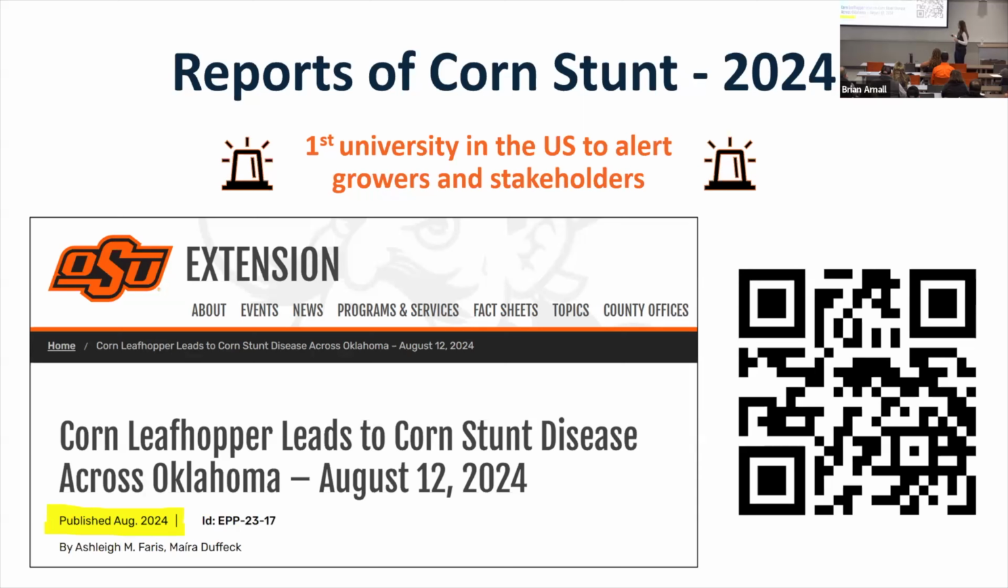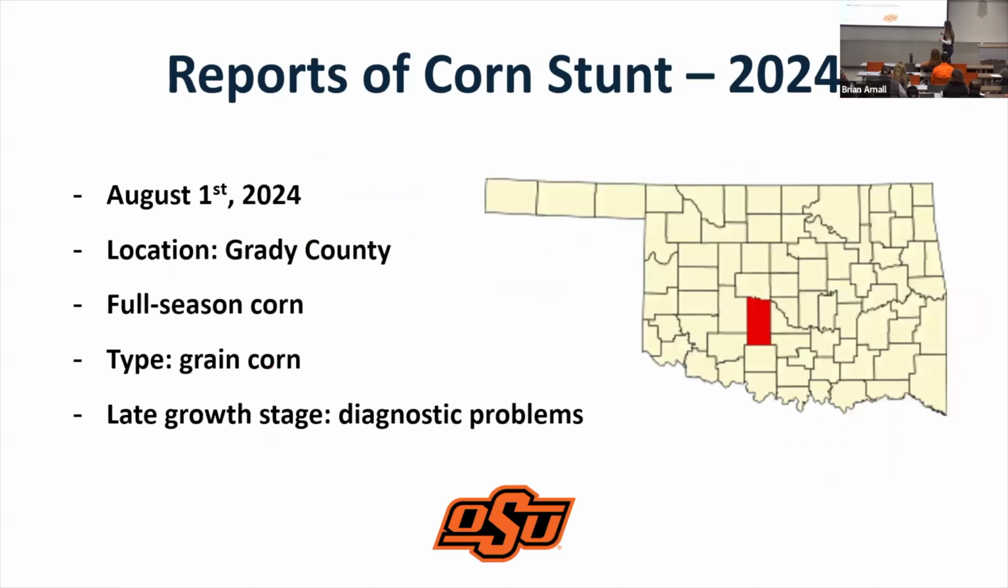So here's the first report. If you want to scan this QR code, you're able to see the information about the corn leafhopper in Oklahoma when it was first published. And we also have a good summary about this disease. The first report of corn stunt here in the state of Oklahoma, as I mentioned, was on August 1st.